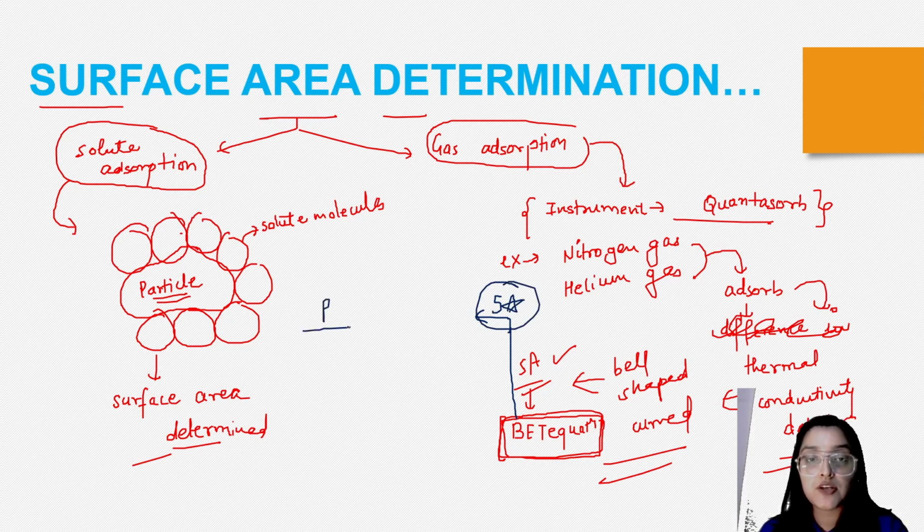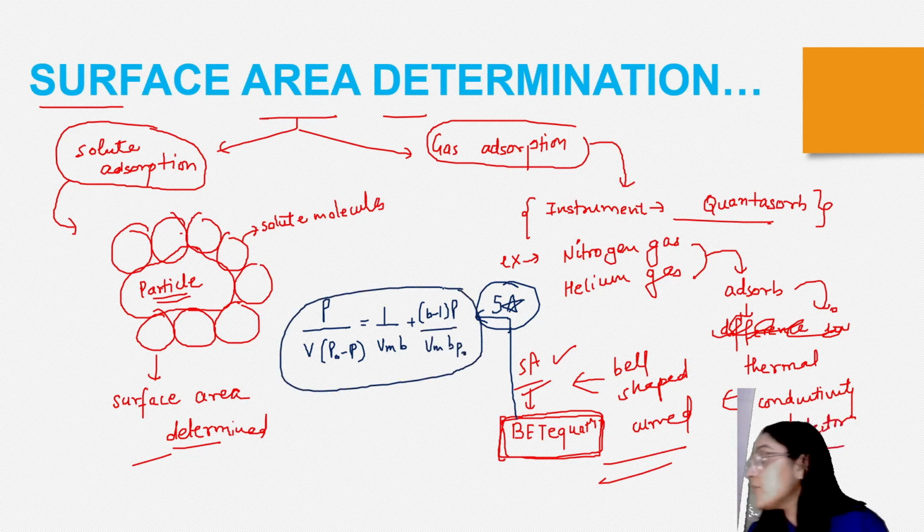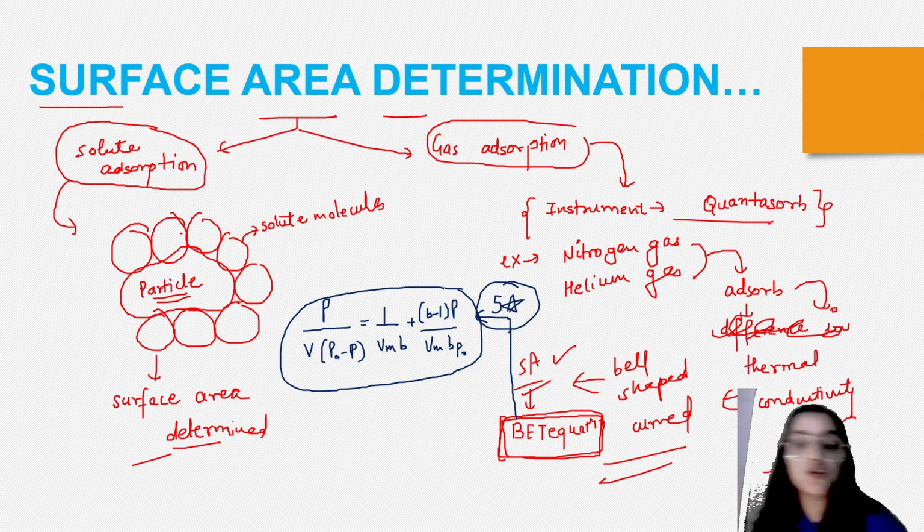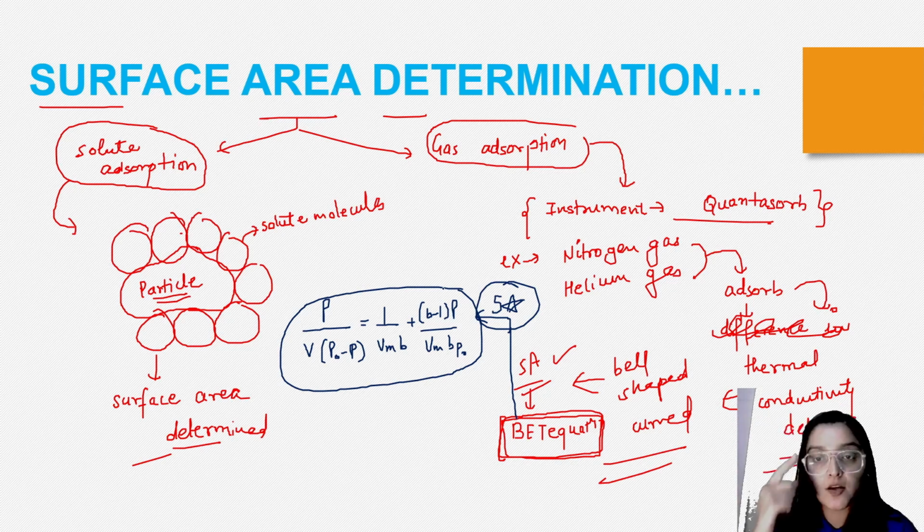So the equation is P upon V(P naught minus P) equals 1 upon VmB plus (B minus 1) upon VmB times P upon P naught. Okay, this is a very important topic, a very important equation, which is the BET equation, that you should write.